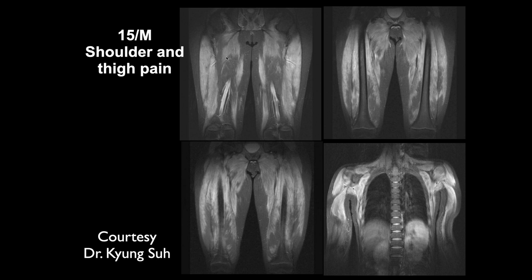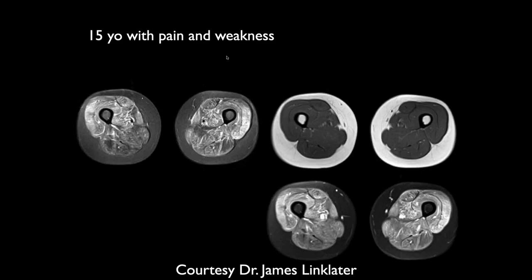All right, so a 15-year-old male with shoulder and thigh pain. And it just looks like there's pretty symmetric diffuse edema throughout the muscles. Doesn't look like there's much fatty atrophy on the T1 sequences. It just looks like edema. It just looks like a systemic process. I don't think it's infectious.